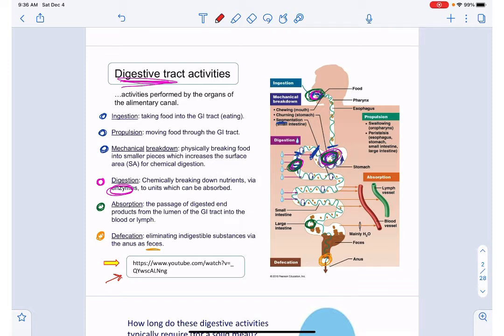It basically shows all of these different processes. And so it is fascinating, and I think it's worth a look. So why don't you go ahead and check that out.